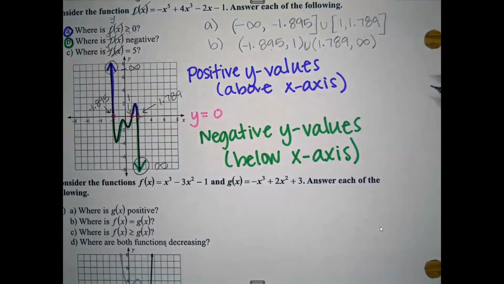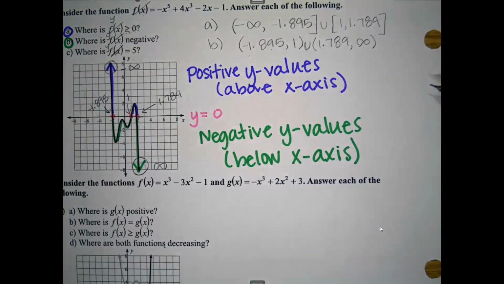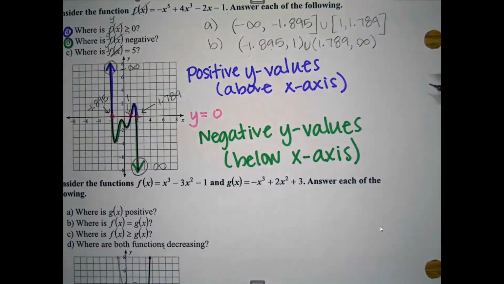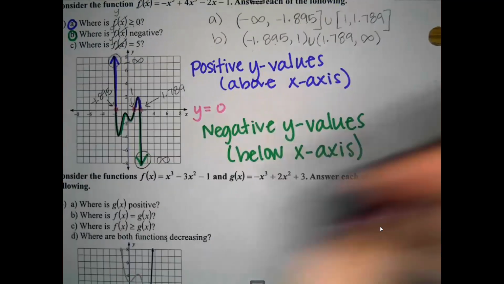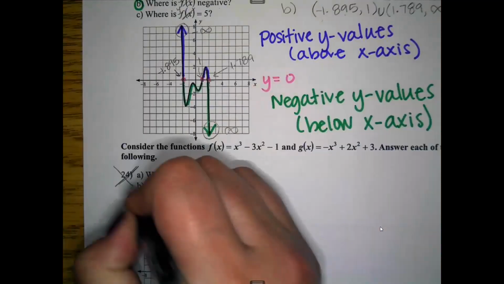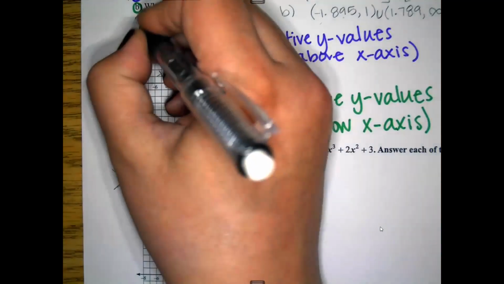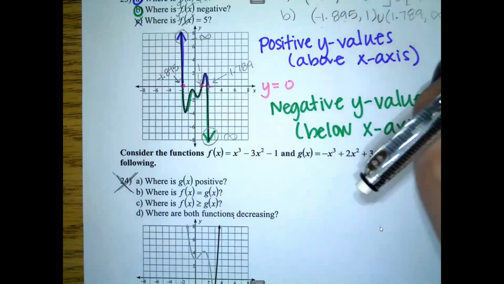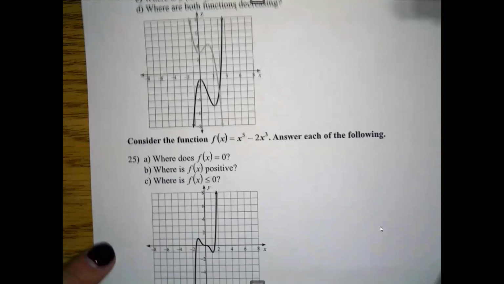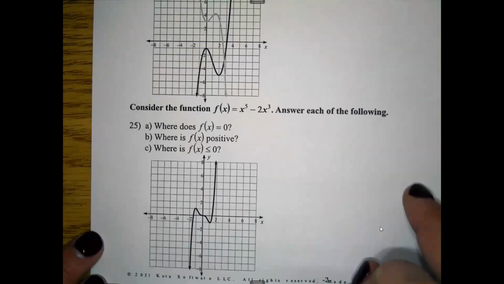All right. How are your brains feeling? That was a wild problem. We're not going to do too much more. We're going to put an X through 24. We're going to put an X through C. We're going to jump down to 25 because 25 is really similar to 23.